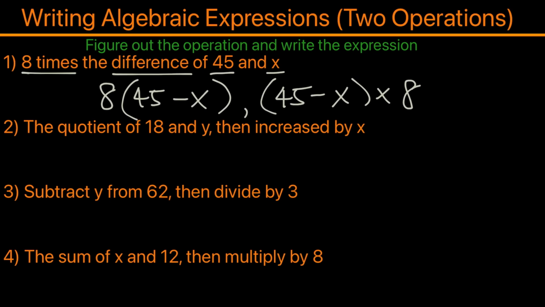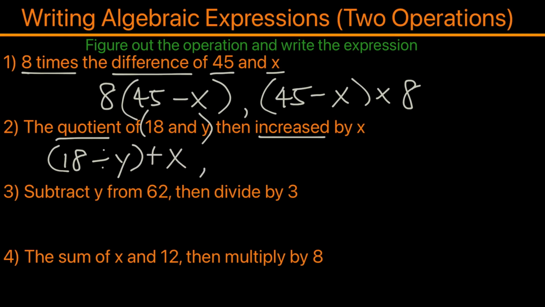Now the second one says the quotient of 18 and y, and then increase by x. So that means that we need to divide 18 and y and then add x. So we could go 18 divided by y and then plus x, or we can go 18 over y plus x. Either way will work.